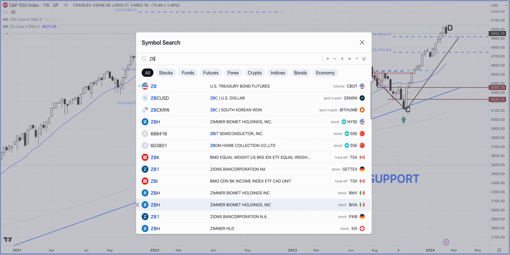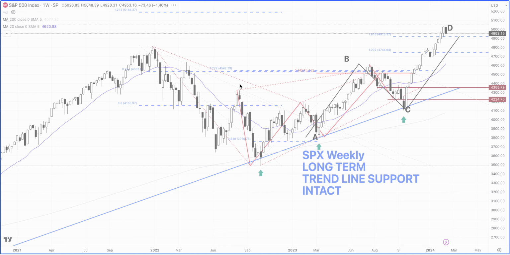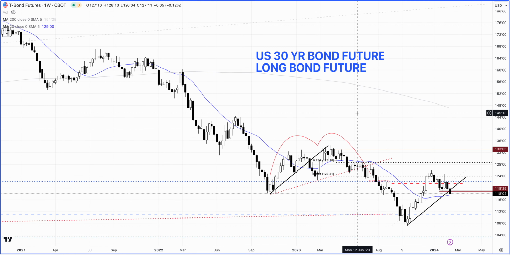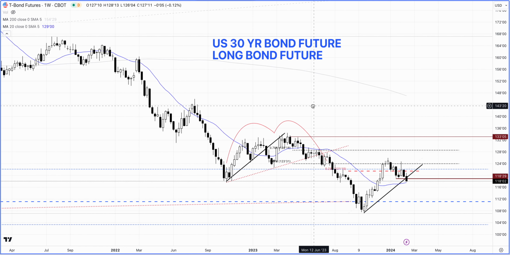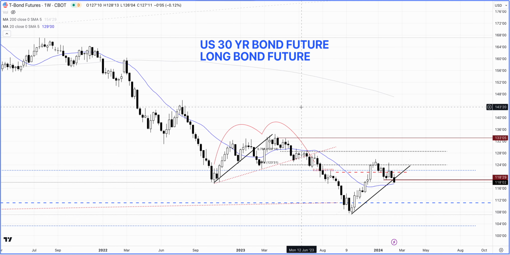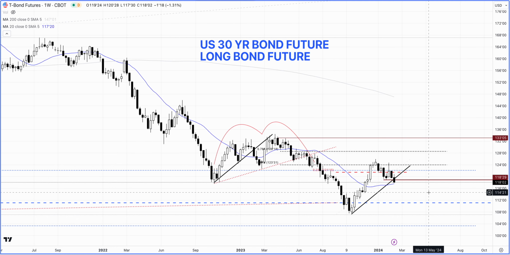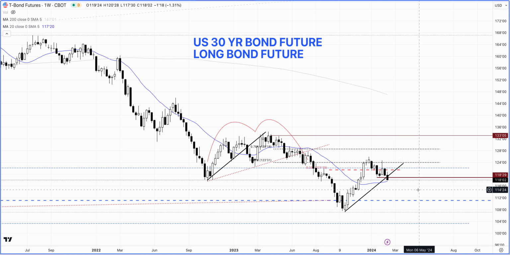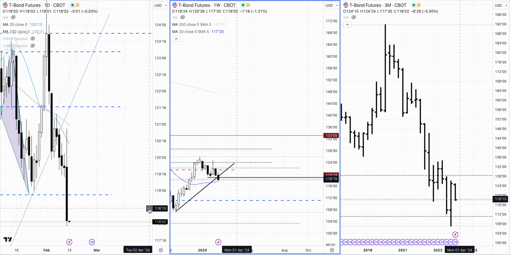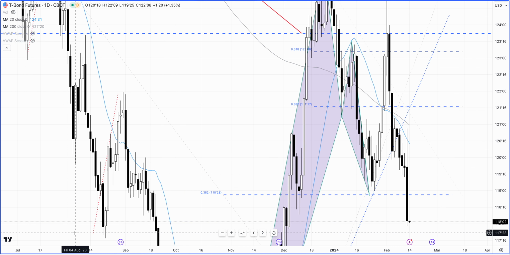So we'll start by taking a look at the US Treasury bond futures. This is the chart for the long bond futures, the weekly chart. One of the key areas we were watching for was 118.29. That has been broken to the downside, so we'll just move to the daily chart, and here we go.